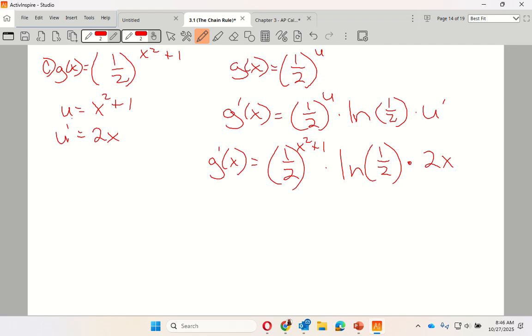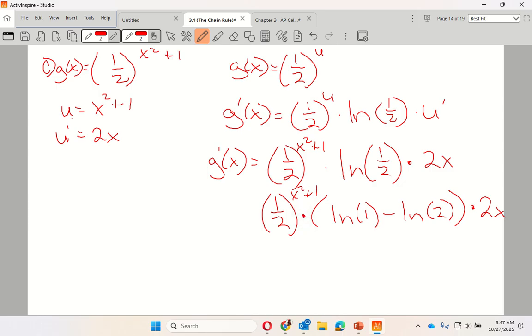Now, inside that ln, that 1/2, I could rewrite it. I probably need to really emphasize this because a lot of people just don't know this rule. If it's 1 divided by 2, that means I could separate the ln into 2 separate terms. So I could rewrite all this as ln of 1, and since this is a division, minus ln of 2, times my 2x on the outside, and bring this 1/2 to the x squared plus 1. So it's still times over here too.